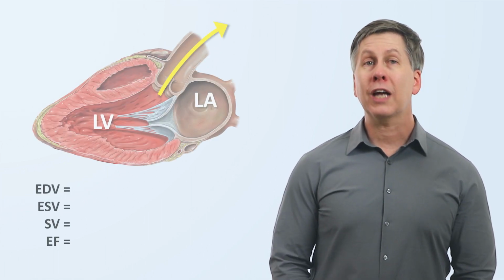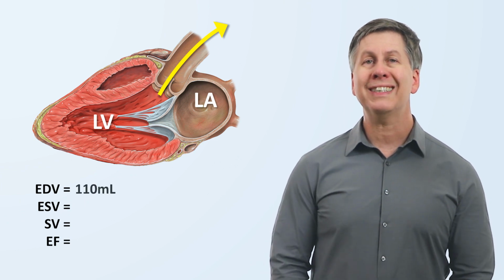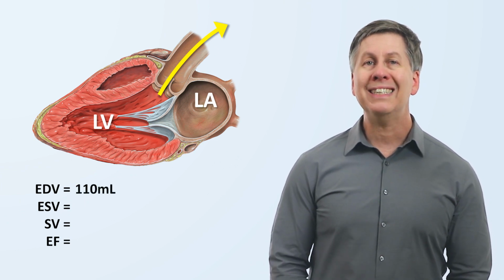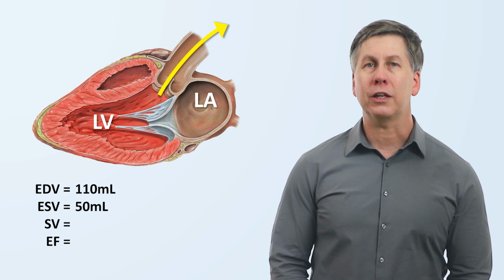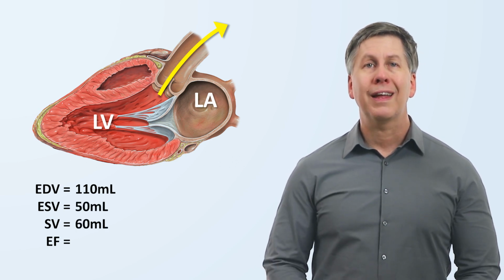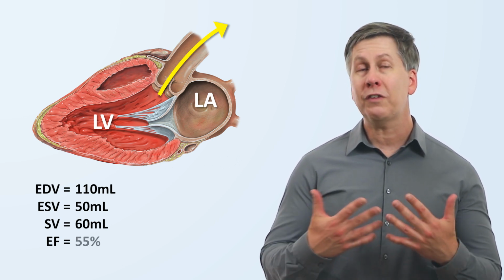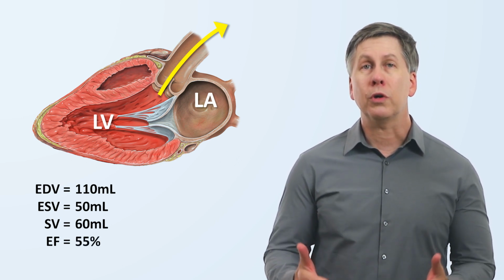In addition to challenges with accurately measuring EF, there's also a problem with using it as a surrogate for overall systolic function in patients with valvular disease. For example, consider a patient whose end diastolic volume is 110 milliliters and end systolic volume is 50 milliliters. This makes their stroke volume 60 milliliters and their ejection fraction 60 divided by 110 or 55%, which is normal.